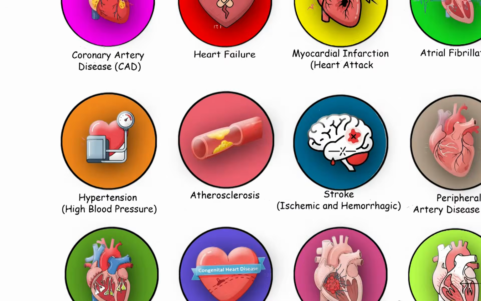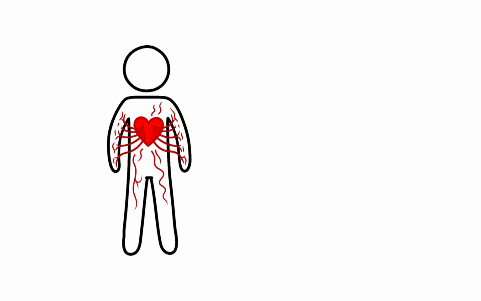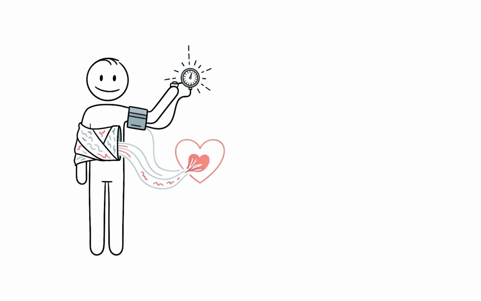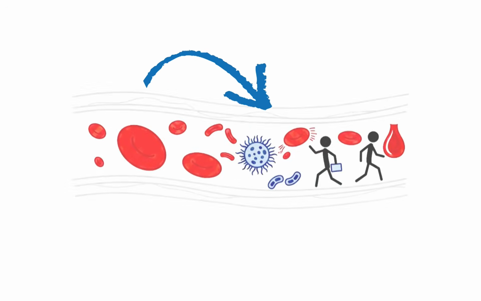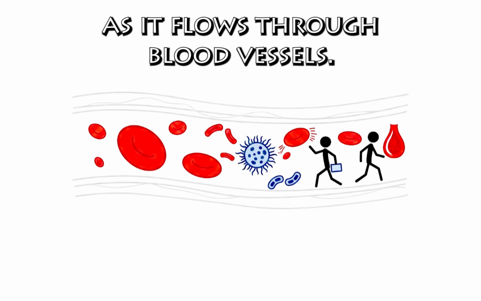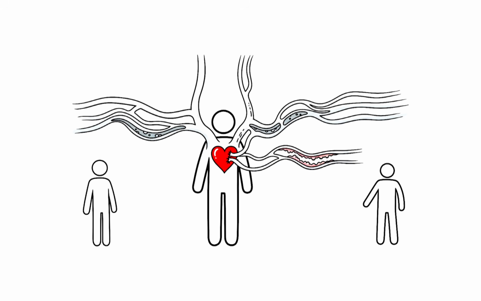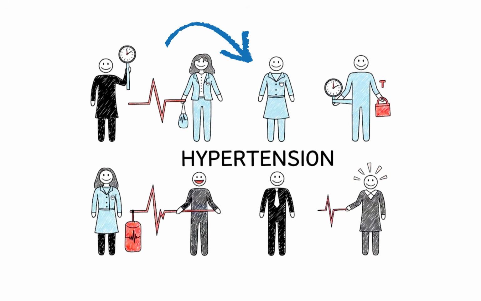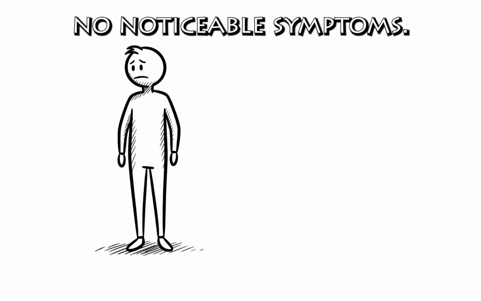Hypertension is a condition in which the force of blood pushing against the walls of the arteries remains consistently too high. Blood pressure is determined by how much blood the heart pumps and how much resistance the blood encounters as it flows through blood vessels. When arteries become narrow, stiff, or less elastic, resistance increases and blood pressure rises. In many people, hypertension develops slowly and produces no noticeable symptoms.